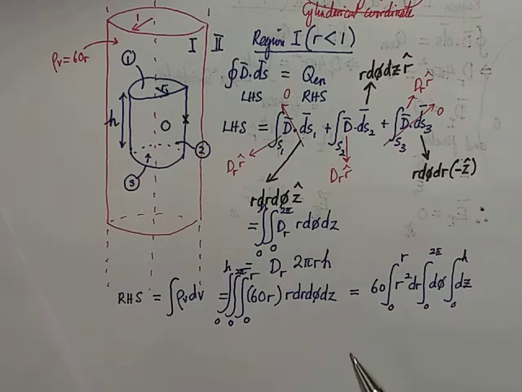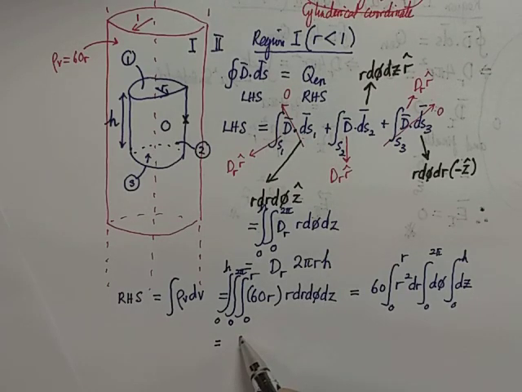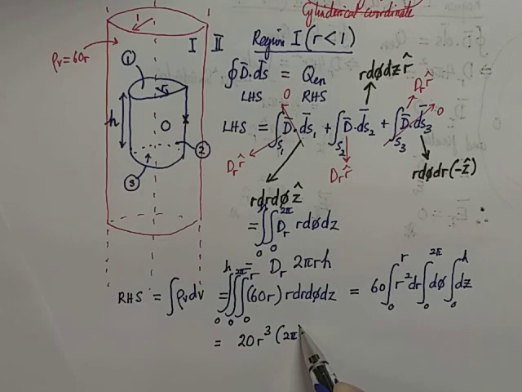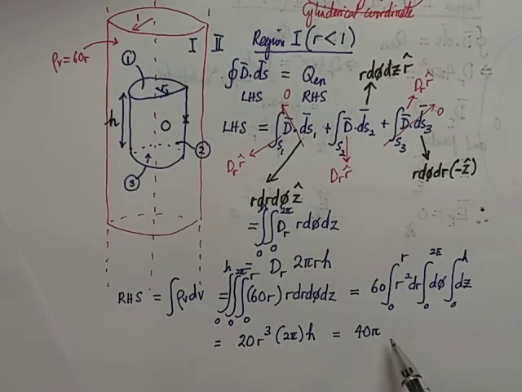Okay, and then the right-hand side that we're going to have here will be equal to r cubed over 3, so 20 r cubed multiplied with 2 pi multiplied with h. So our final solution is going to be 40 pi r cubed h.